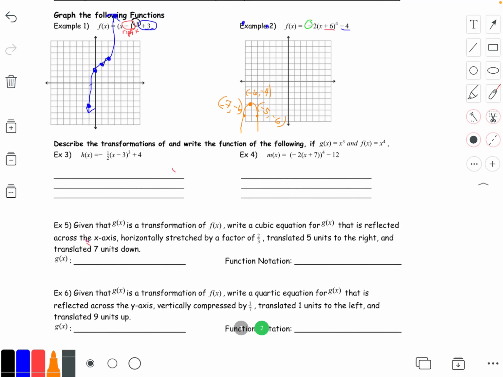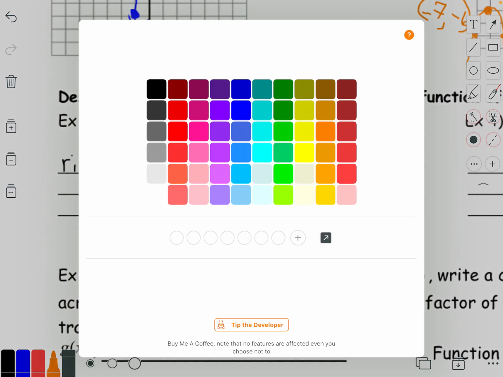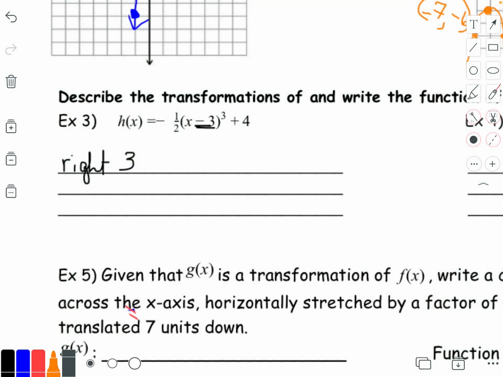All right, so this one, we don't actually even have to graph, right? All we have to do is describe the transformations. We just have to write down what they are. So we've been doing this forever and ever, right? So this one is going to move us to the right 3 spaces. And then this one is going to move us up 4 spaces.